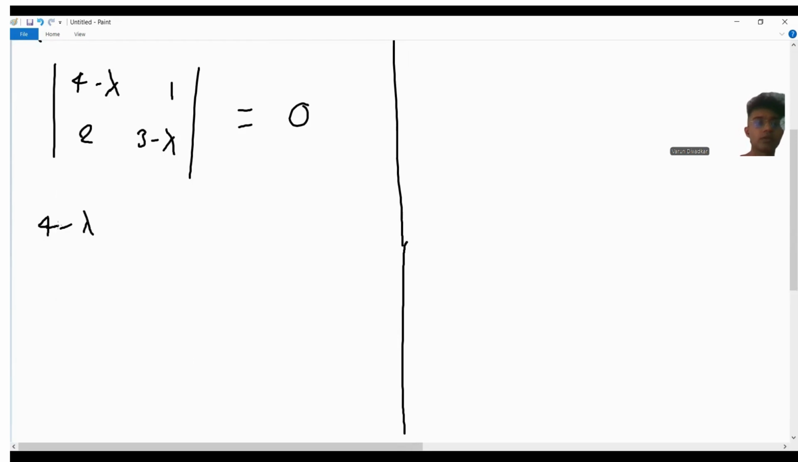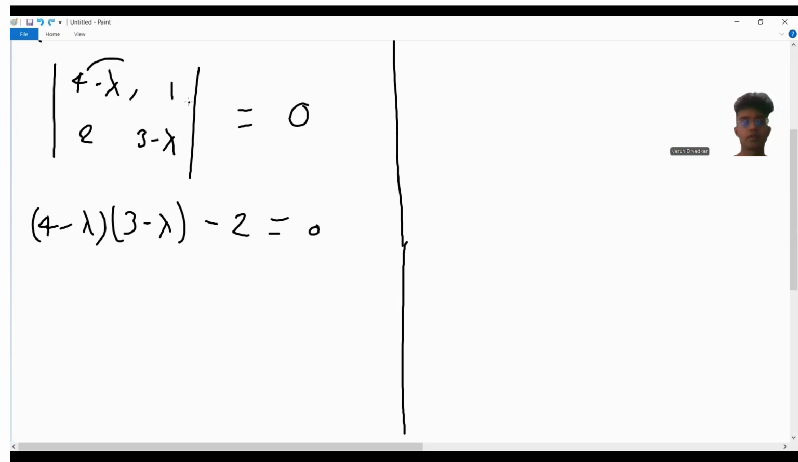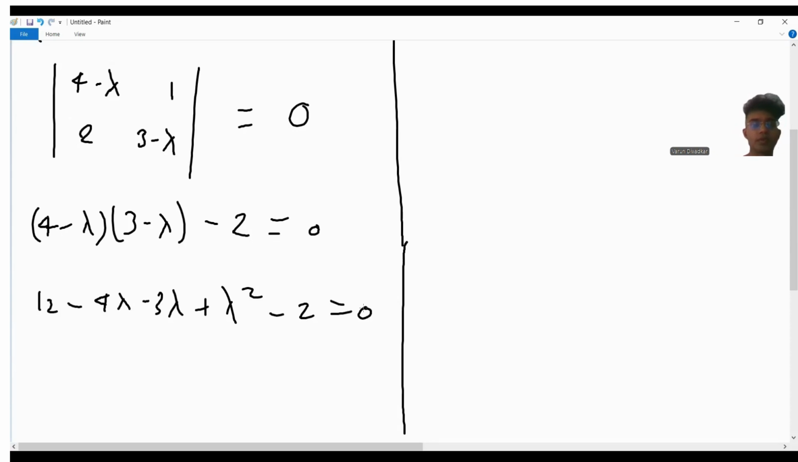(4 minus lambda) into (3 minus lambda) minus 2 equals 0. Basically, multiply this into this, and then subtract that from this into this, right? So this equals 0, and now we solve for it. 12 minus 4 lambda minus 3 lambda plus lambda square minus 2 equals 0. Okay? So we rearrange this: lambda square minus 7 lambda plus 10 equals 0.